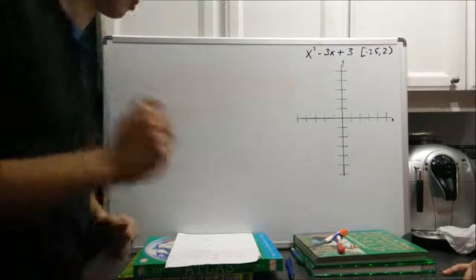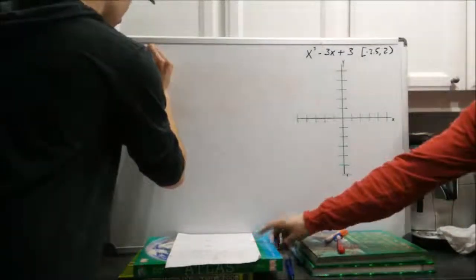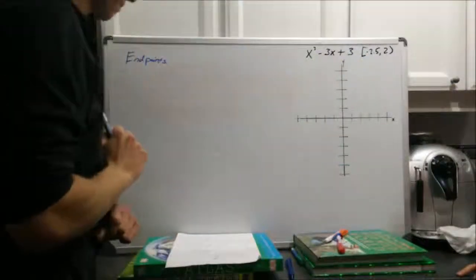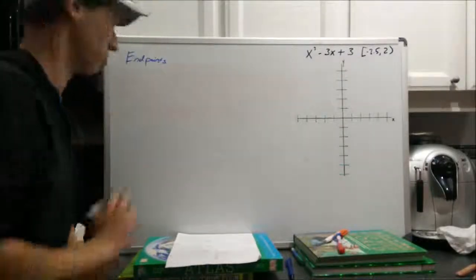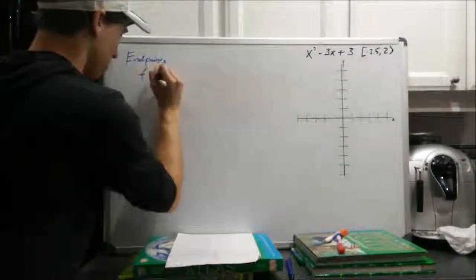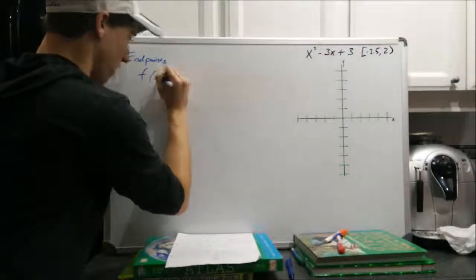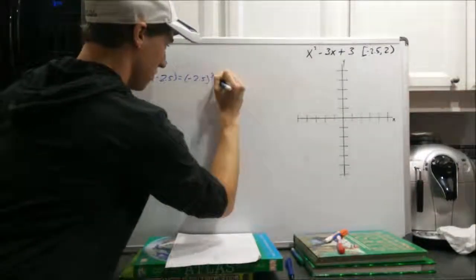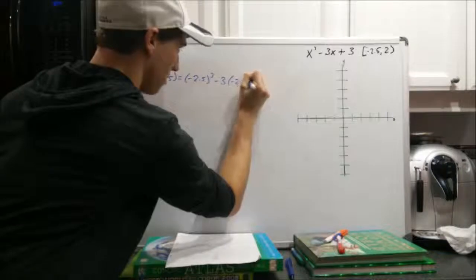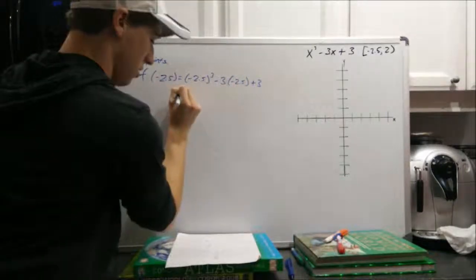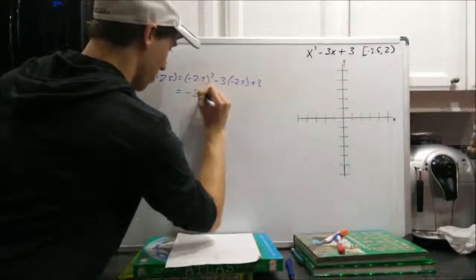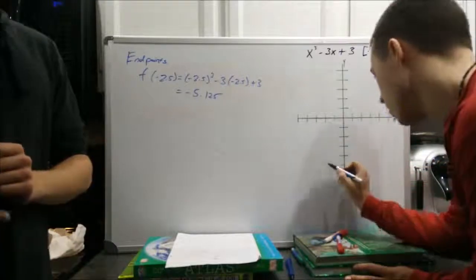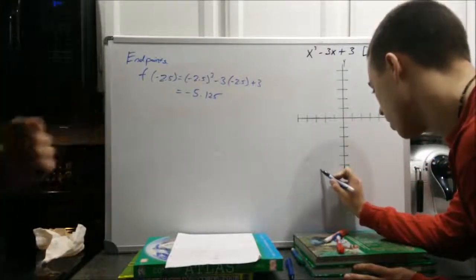We're going to start by computing the endpoints. As you see, our domain is negative 2.5 and 2. So we're going to start by putting negative 2.5 into the f of x equation. F of negative 2.5 is negative 2.5 cubed minus 3 times negative 2.5 plus 3. That's going to equal negative 5.125, and we're going to put that on our graph at negative 2.5, negative 5.125.